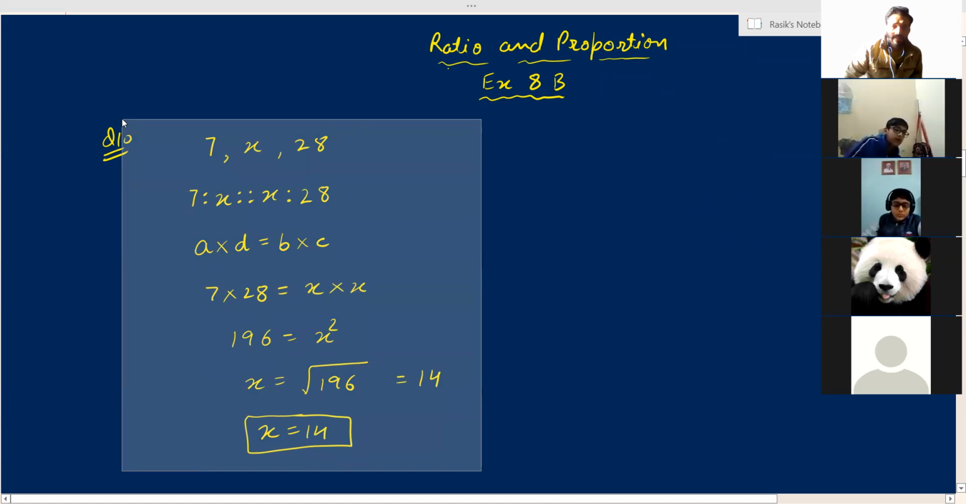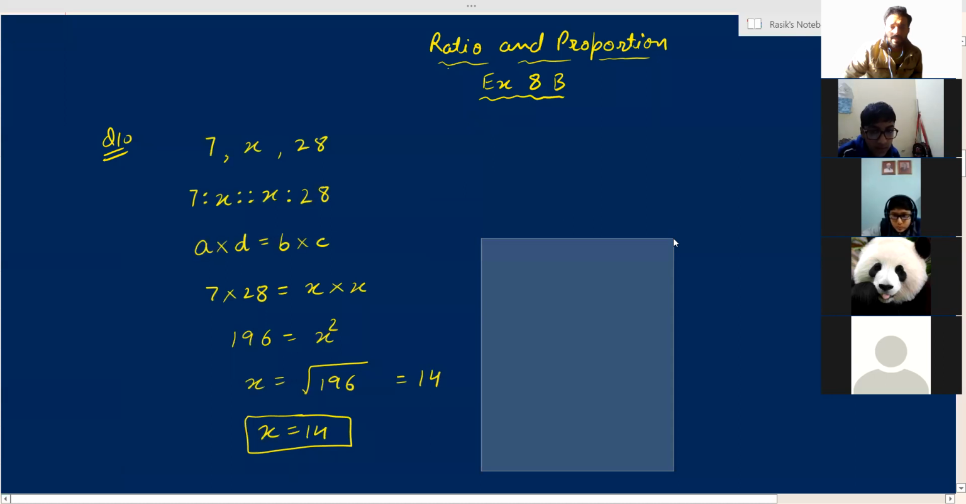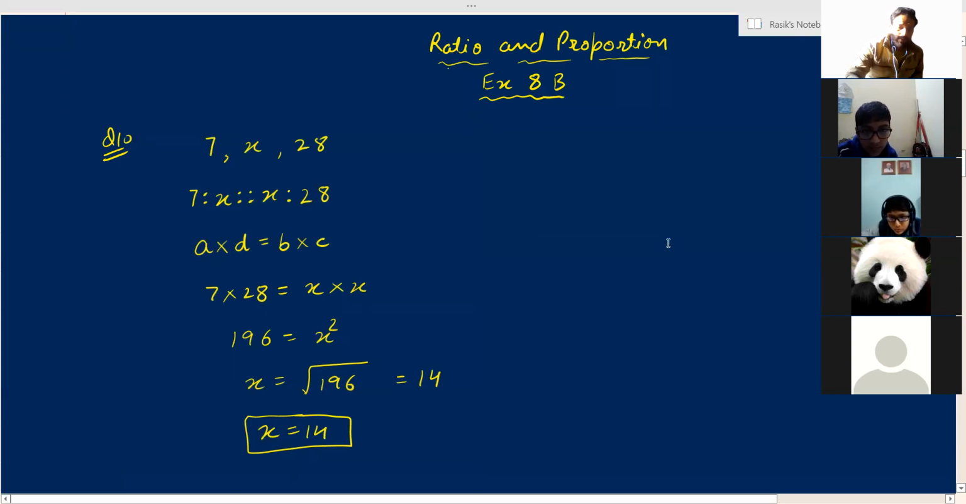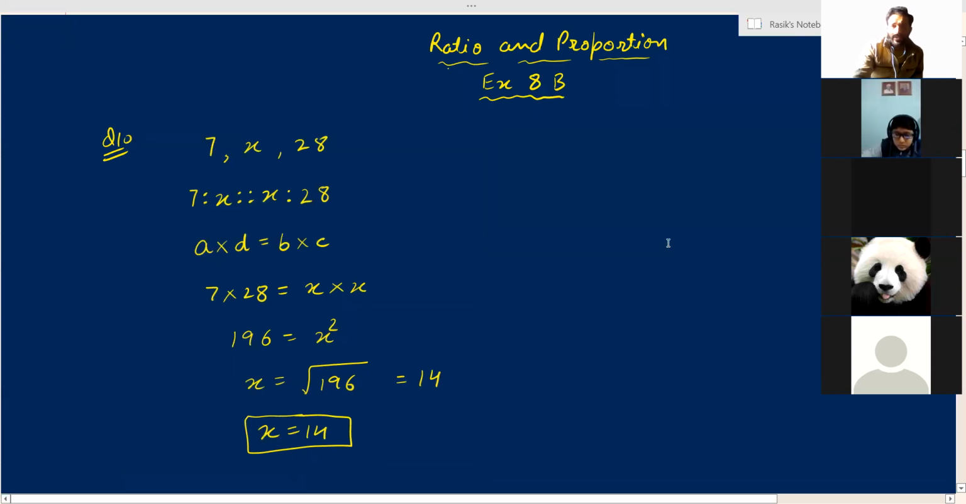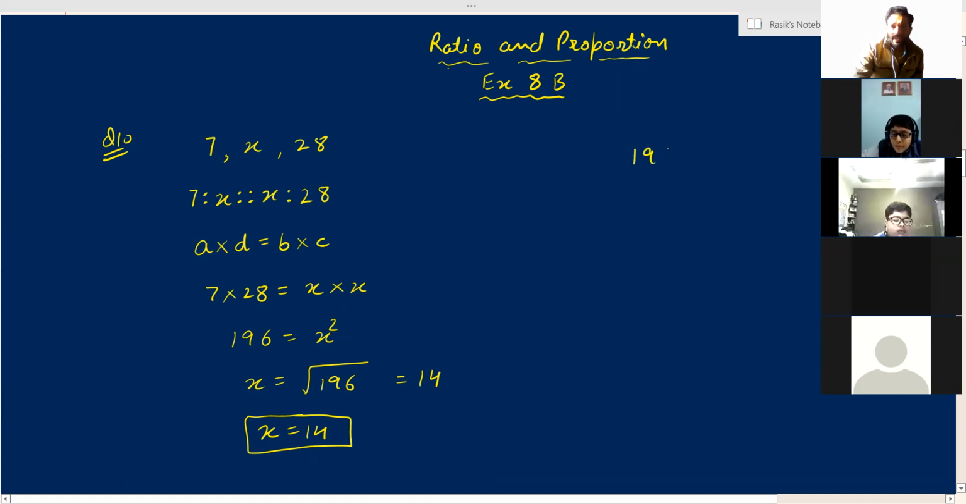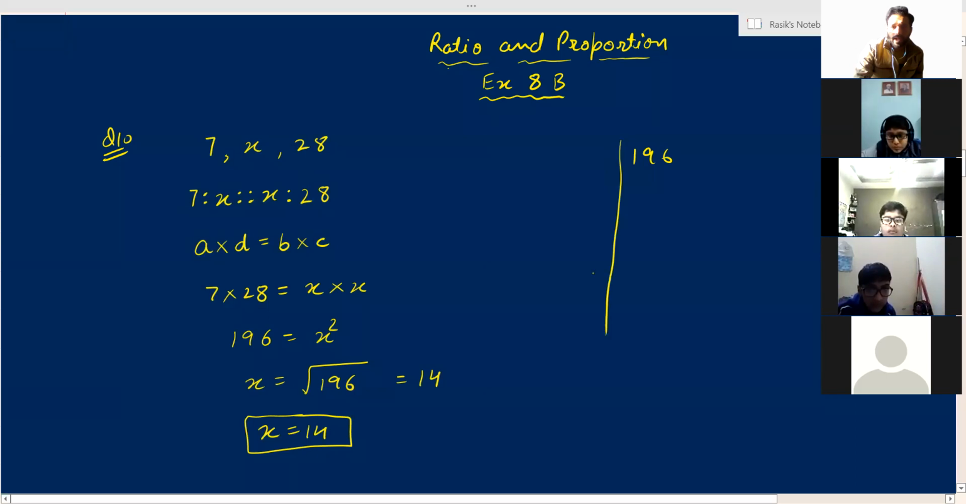Sir, can you tell us how you calculate square roots so fast? Son, I remember this, it is nothing new, but I can tell you the method. I did not do any calculation here, I knew it, I have memorized it. When you practice, you will also learn many squares and square roots, and you will automatically memorize them.